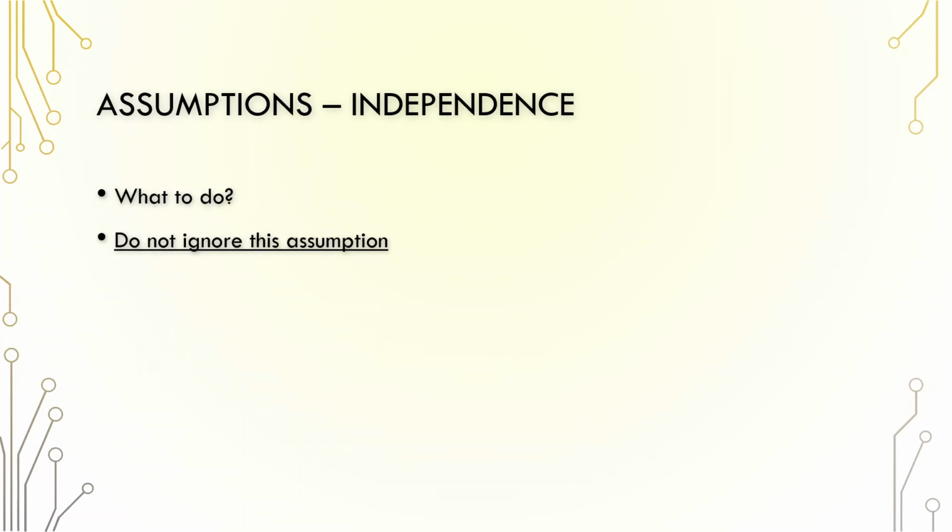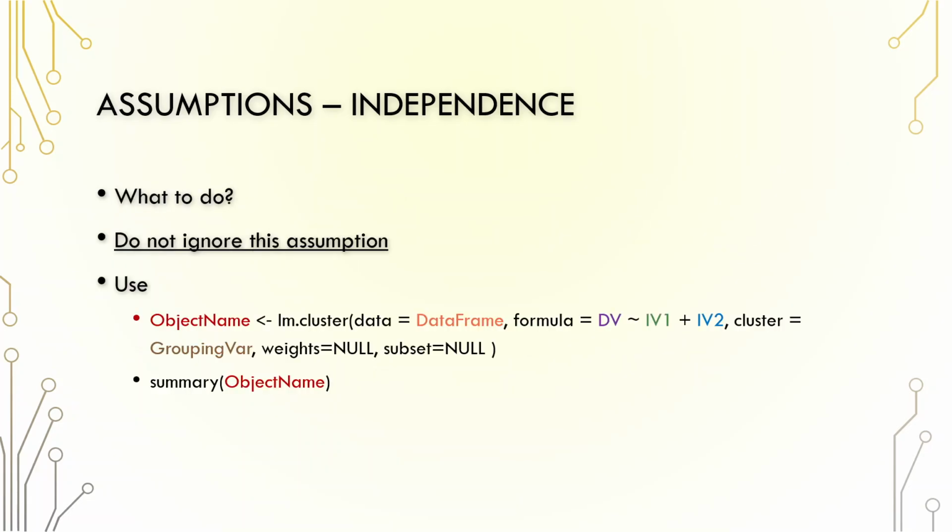So what do we do here? Well, first is you don't ignore it. I'm not going to put this code into Learning Suite, but this is the code that you would need. The biggest thing is lm is the function for regression. Instead, we're just changing it to lm_cluster. This is all the same regression code that we'd normally do. And then all you're doing is adding cluster and this grouping variable.